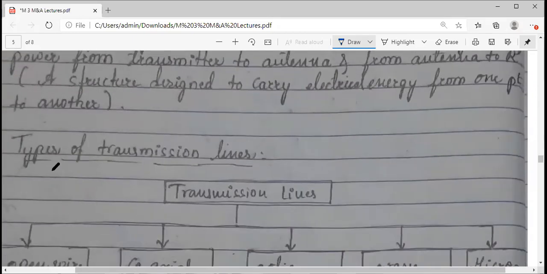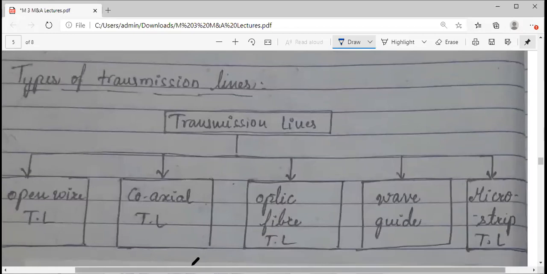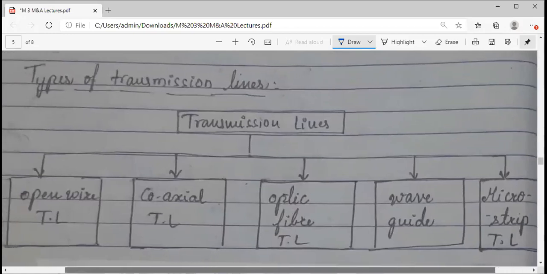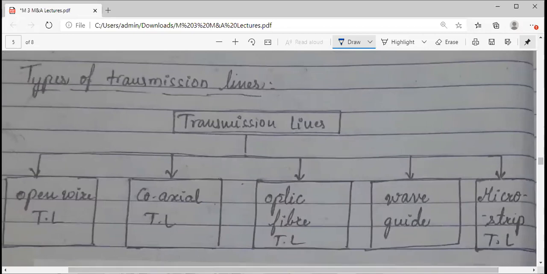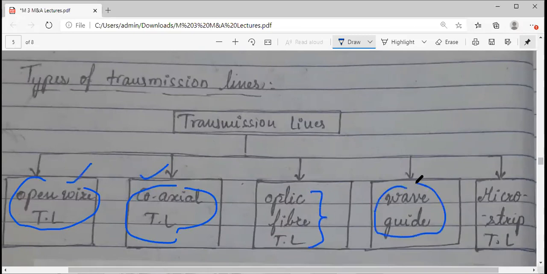Now, broadly, if I classify the transmission lines, hope it is visible in one window. The first one is the open wire transmission line. Second, the coaxial transmission line. I think you have seen all these. Coaxial you have seen, open wire you have seen too. Then optical fiber transmission line, and waveguides we have just now dealt with. Waveguide T's we have seen. I have shown you the pictures of how waveguides are circular, rectangular. And then the last classification, that is microstrip. So we need to study about this now.